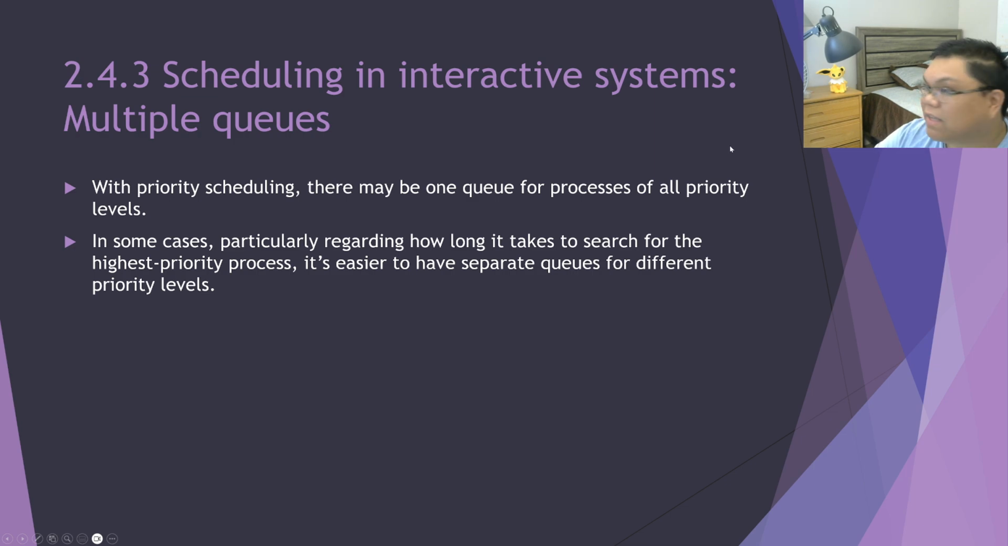So this isn't in the book, so it's taken from the Silver Shots OS book instead. With priority scheduling, there may be one queue for all priority levels, which, as I said, might run the risk of starvation for lower priority processes, unless we have a policy that increases priority levels of low priority processes over time. In some cases, particularly regarding how long it takes to search for the highest priority process, it's easier to have separate queues for different priority levels. That's what it means to have multiple queues. Each queue is for a different priority level.